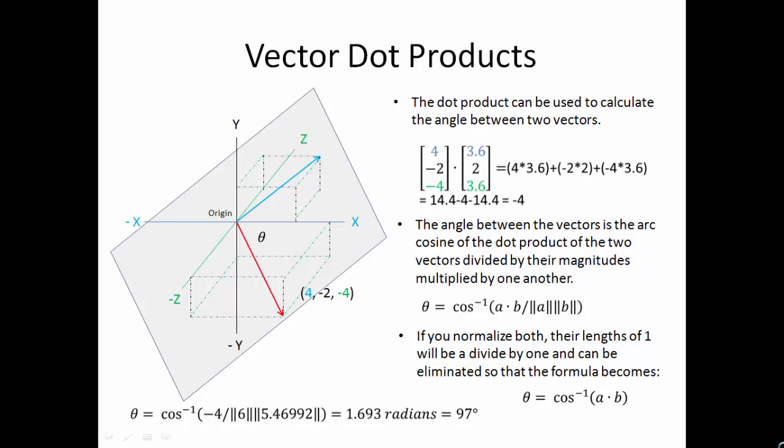So you can basically just get rid of the divide by 1, and at that point you have the arc cosine of the vector dot product of the two vectors equals the angle in radians. So it becomes much more simple if you'll just simply normalize the two vectors before you start.